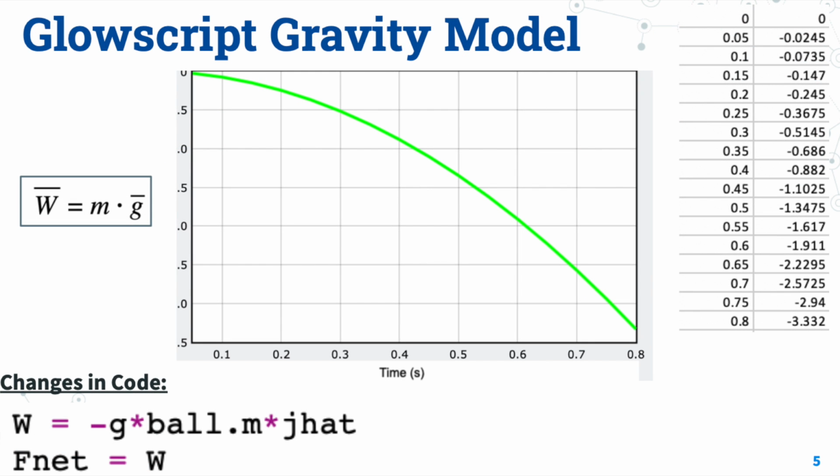My first model only took into account the force of weight. Weight is equal to mass times g, and in our case, g is 9.8 on Earth. I previously set g equal to 9.8 in the code, so to get my weight vector, I just multiplied g times the mass of the ball times the direction vector j hat.